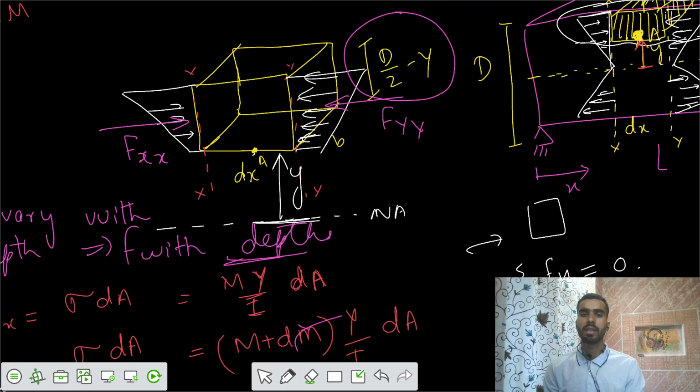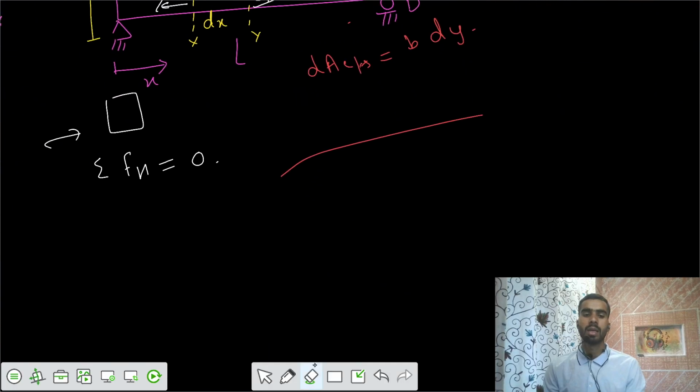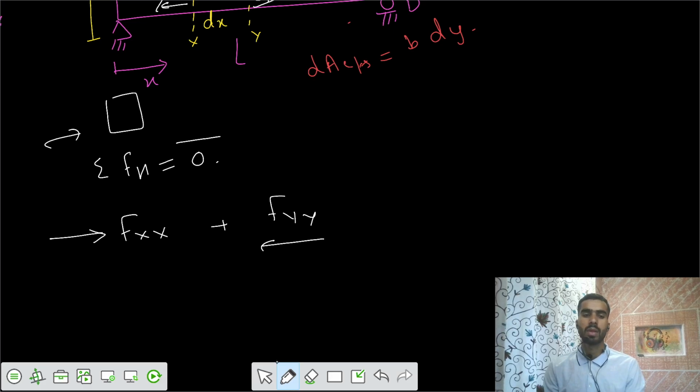So you said that this element should be in equilibrium because we are dealing with statics. So let's take that equilibrium of forces. I would say one of the forces was in this direction, that is Fx, plus Fy was in the opposite direction. Let's call this direction positive, and this one negative.